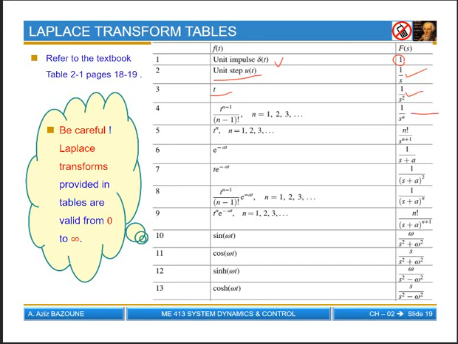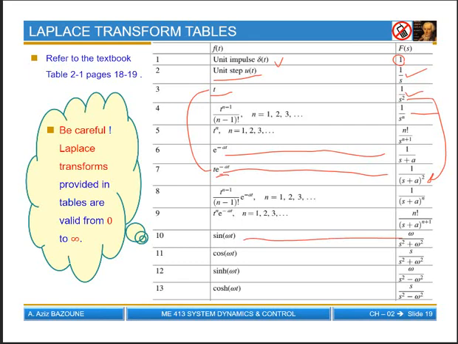e to the minus at is 1 over s plus a. t times e to the minus at is the same as t, but it is shifted, so you change s to s plus a, because it is shifted. So for t times e to the minus at, you change s to s plus a, and so on. Sine omega t will be this, cosine omega t will be this, sine hyperbolic will be this. So you can use the table directly.